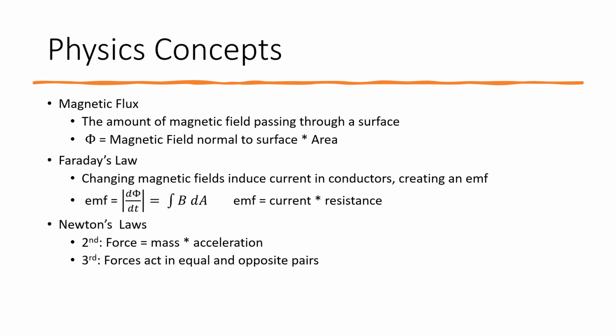Magnetic flux is the amount of magnetic field passing through a surface. Flux is equal to the magnetic field normal to the surface multiplied by the area. Faraday's law says that changing magnetic fields induce current in conductors, which creates electromagnetic force. EMF is equal to the absolute value of the change in flux over change in time, which is also equal to the integral of the magnetic field multiplied by the changing area. And in this case, where there's an induced current, the EMF is equal to the current multiplied by the resistance.